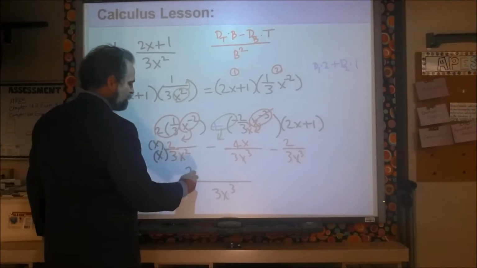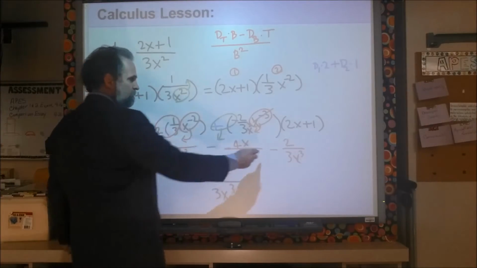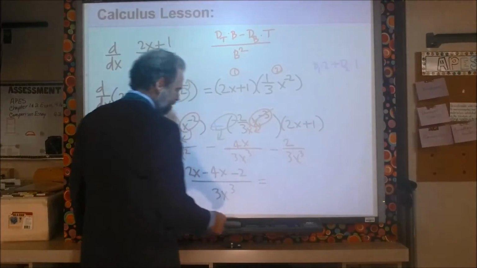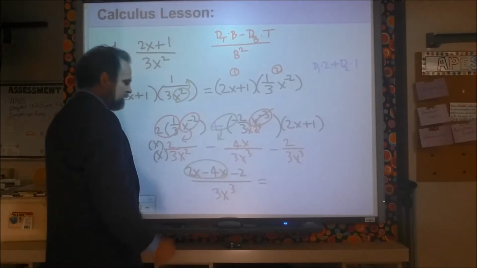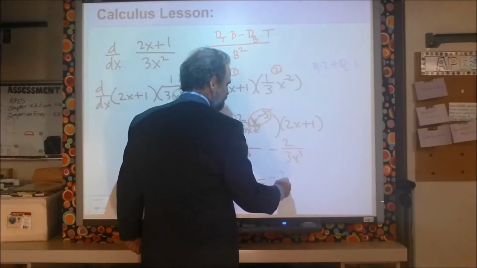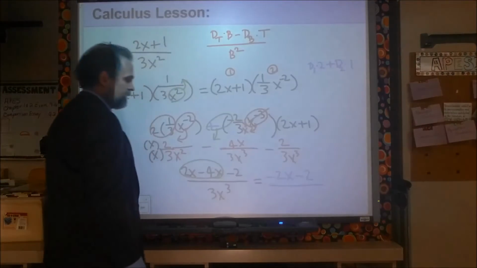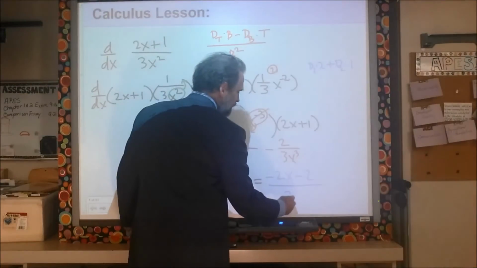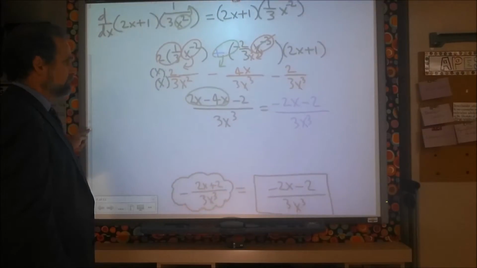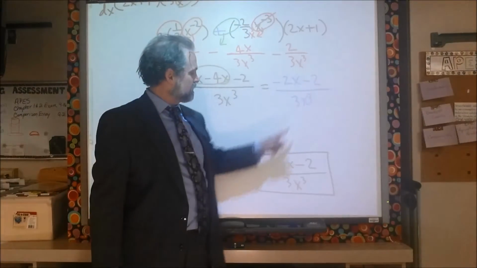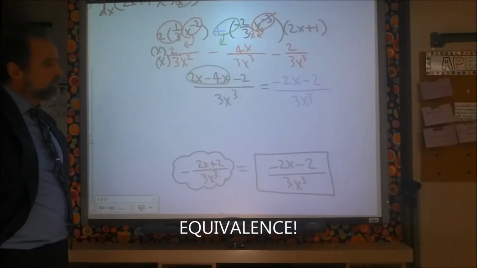2 times x is my new numerator there. Minus 4x, I like that, minus 2. Right? And I notice that, hey, I like that because they can go together. That's the reason I like it. So 2x minus 4x is negative 2x. And negative 2 is all alone on the end. And 3x cubed is the common denominator. And when I look down, I see that negative 2x minus 2 over 3x cubed is indeed an equivalent form.